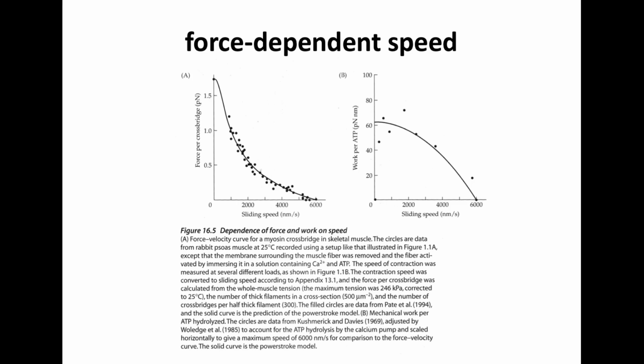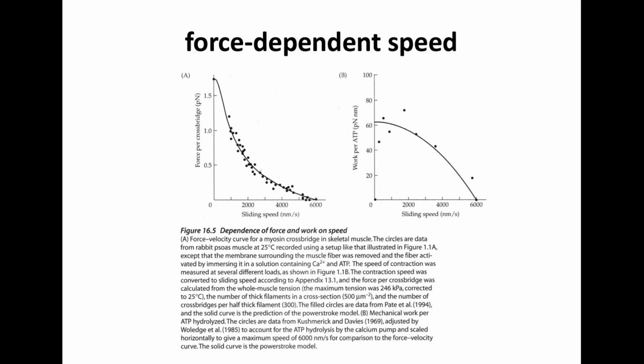We also can have a different look on that and look for the efficiency of the motor. The efficiency of the motor would be the work per ATP that it's burning for every step. For very low sliding speeds, the work is highest, amounting to roughly 60 piconewton nanometer, whereas for very fast-moving motors, the efficiency drops down to 0. Now, those kinds of experiments we would like to grasp in a model and explain from the underlying physical principles.